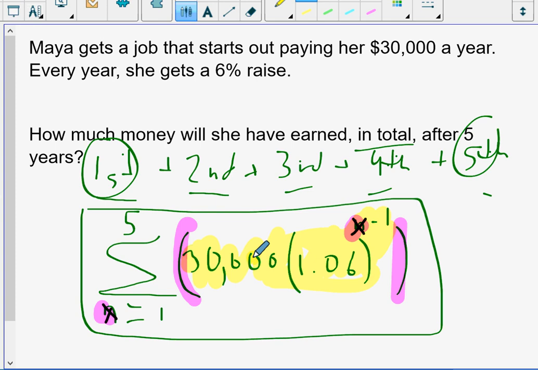So just watch that your exponent doesn't end up outside of the parentheses over here. That's not where it should be. It has to be inside the parentheses. So we've got 30,000. I'm opening up a second set of parentheses for the 1.06, and then raising it to the x minus 1. And that variable does need to be written there as an x. So you're putting the x twice. You're putting it under the sigma sign, and then you're putting it again in your exponent.